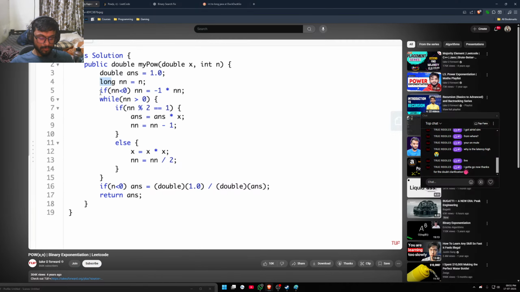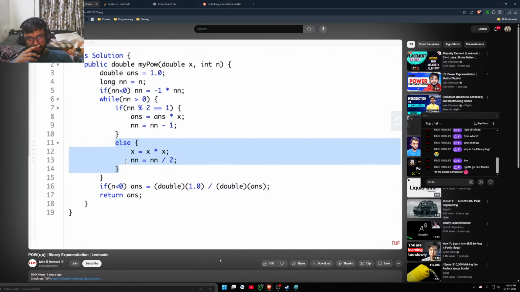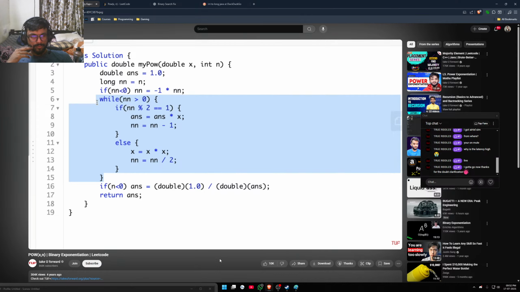Again, if you didn't understand this overflow stuff, you can get back to the brute force approach and understand it. So I keep on iterating as long as nn is greater than 0. If nn is an odd power, I multiply x into the answer and I reduce nn by 1. Now if this is an even power, then I multiply x with itself and I divide nn by 2. Now after the entire binary exponentiation is complete and nn becomes 0.